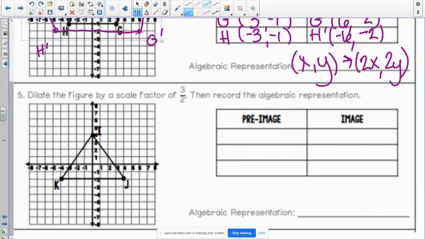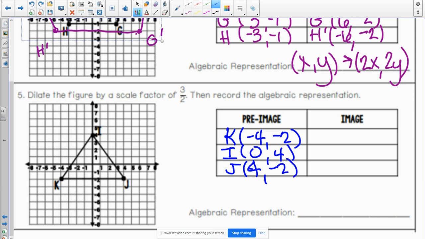Next example of just practicing them. So we have k, I, and j. k is at (-4, -2), I is at (0, 4), and j is at (4, -2). Now we're going for the primes. We're going to multiply by 3 halves, or if you like it as a decimal, 1.5.